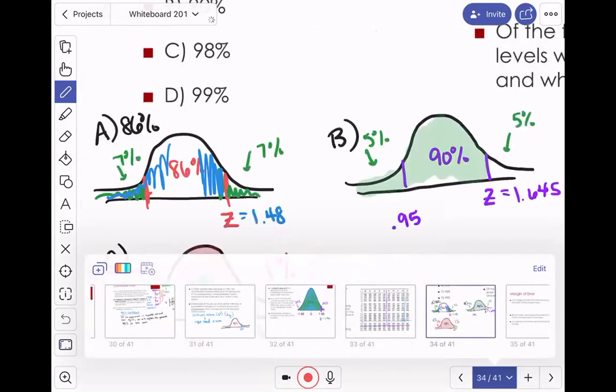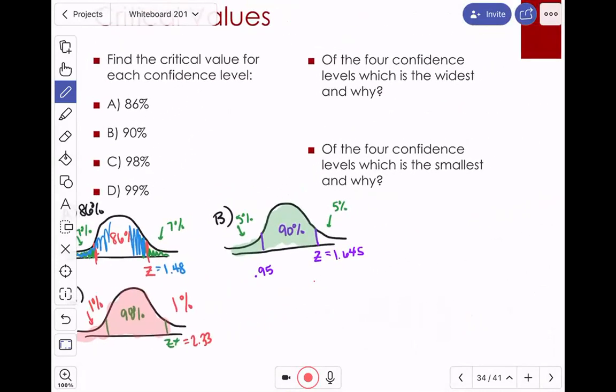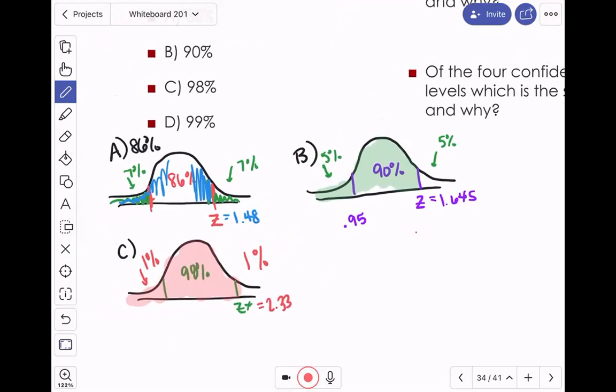So this z-score is equal to 2.33. Let's stop real quick and notice something. What's happening to the z-score as you're increasing confidence? I went from 86 to 90 to 98%. As I did that, what happens to your z-score? It's increasing. Your z-score is going further and further out. It's getting wider. So the more confident I am, the larger the z-score, the critical value, has to be, the wider the interval will be, because the z-score is going to determine the width of the interval.